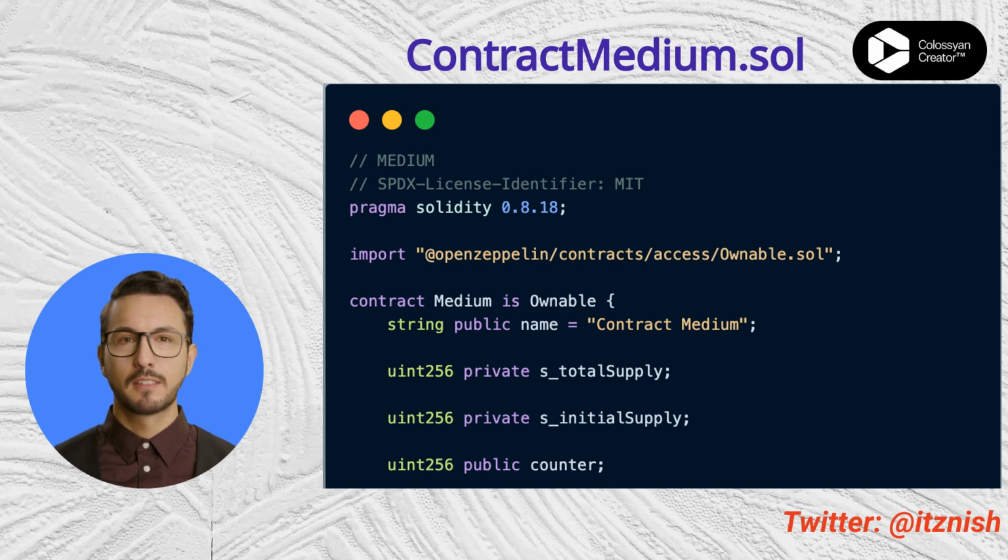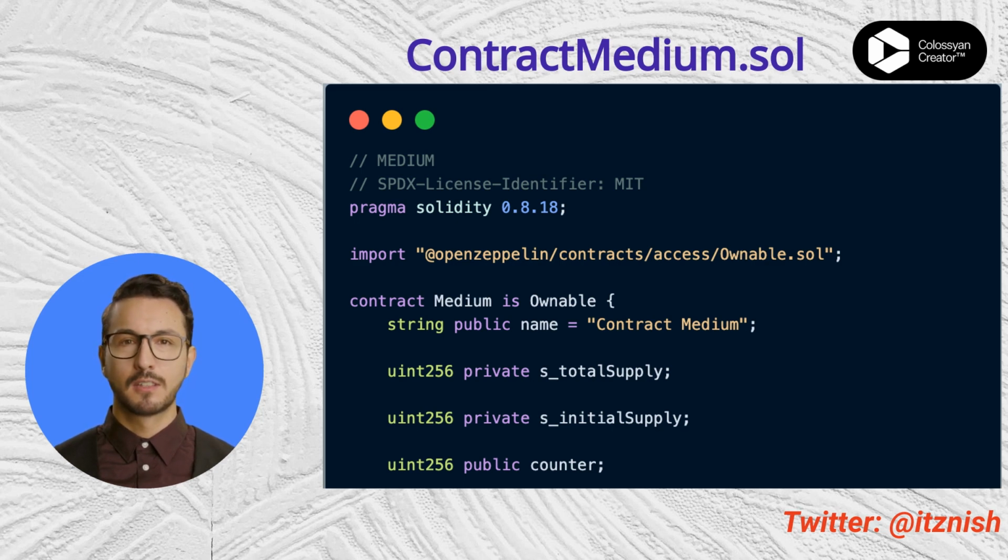We use an import statement for importing OpenZeppelin's Ownable contract. Contract medium inherits from this Ownable contract. We're done with Solidity versions and imports. Now let's look at the contract itself, starting with state variables.